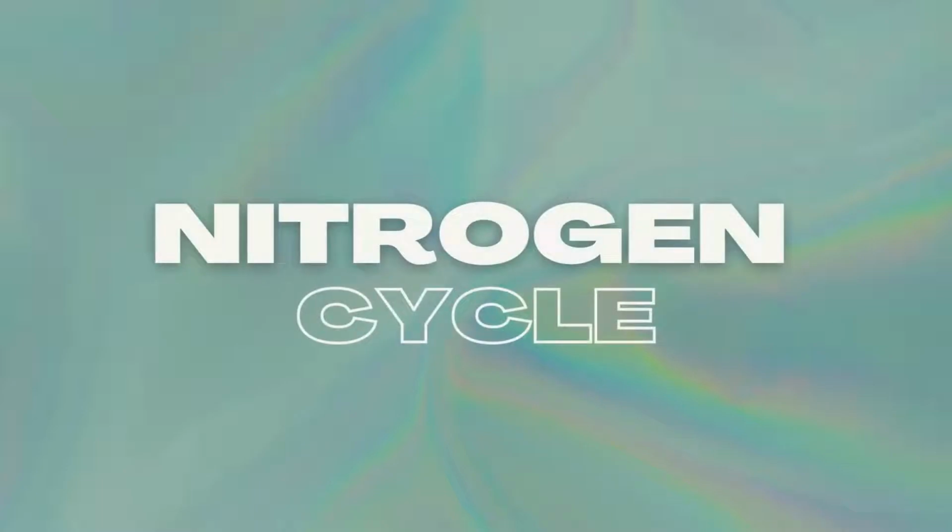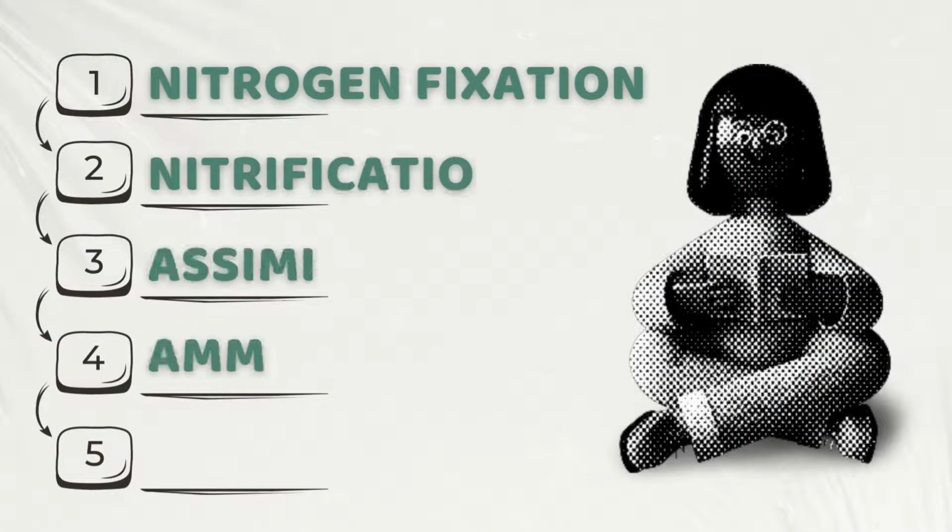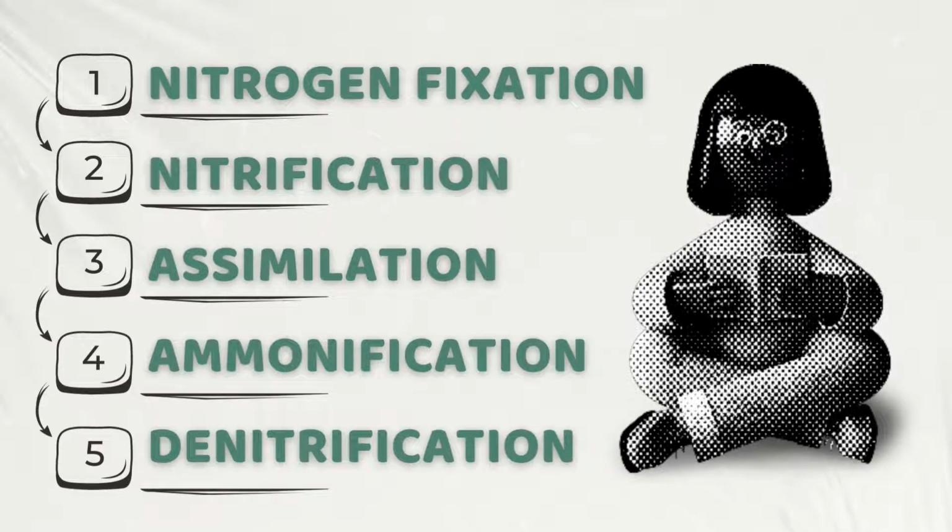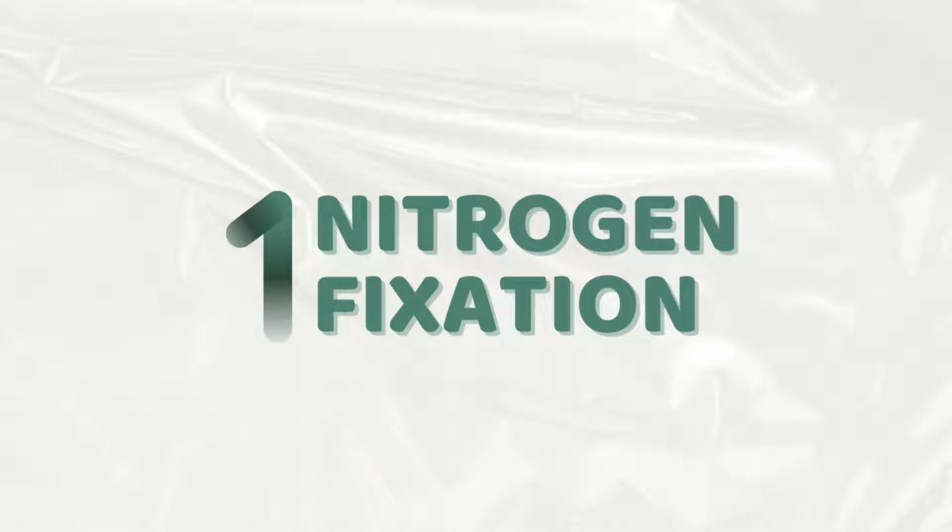The process of the nitrogen cycle consists of the following steps: nitrogen fixation, nitrification, assimilation, ammonification, and denitrification. The initial step of the nitrogen cycle is the nitrogen fixation process.